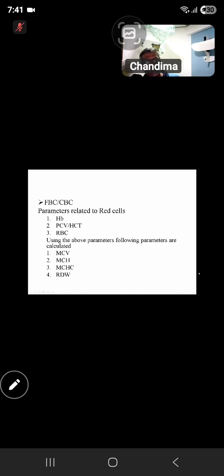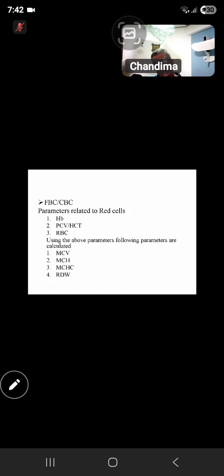Apart from that, my topic is routine hematological investigation, right? When we are talking about routine hematological investigation, the main one is the full blood count. When it comes to the full blood count or the FBC, some people used to say it as CBC or complete blood count. There are parameters related to red blood cells. The parameters related to red blood cells are hemoglobin or HB, PCV or HCT, then the RBC count.